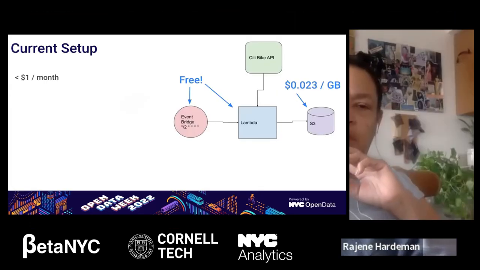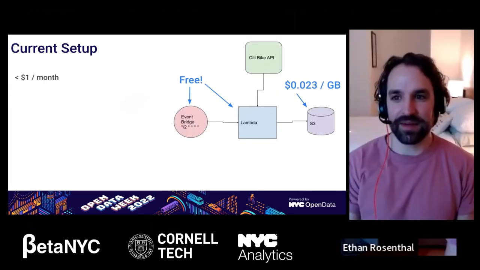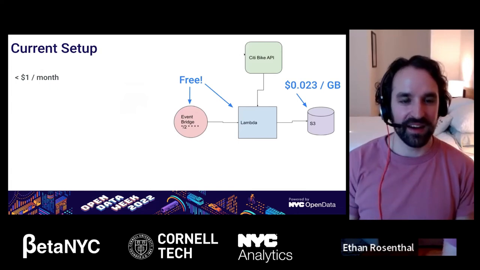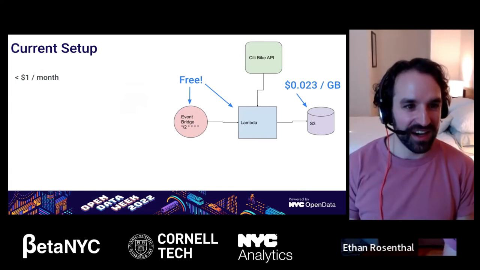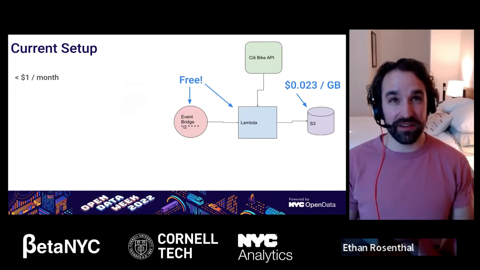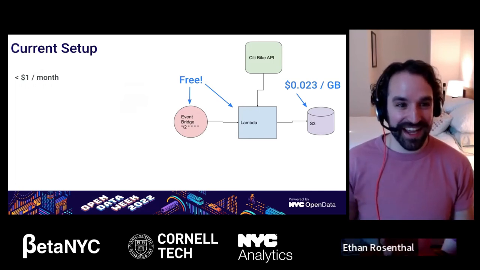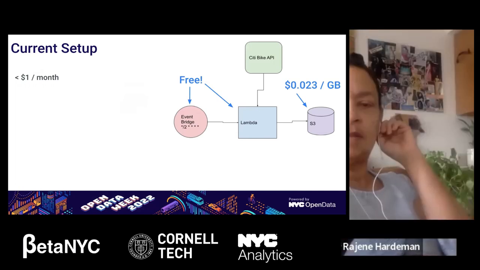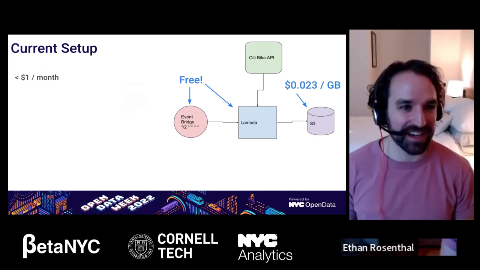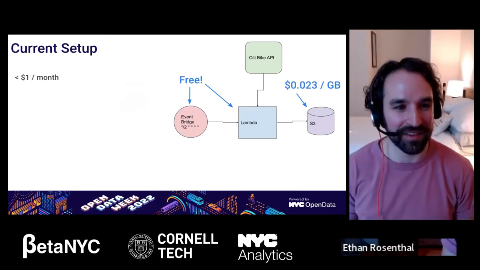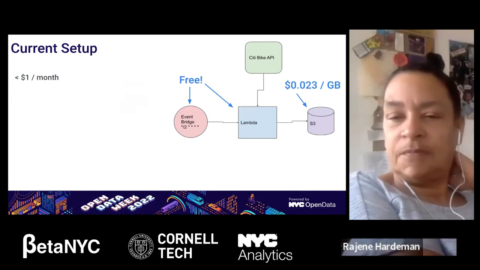Yeah, so in this setup, basically every time I ping the Citi Bike API, I generate a file containing all the information about all the stations at that point in time. And then I just put that file onto S3, which is kind of like just putting it onto the hard drive. So I end up with lots and lots of files there.